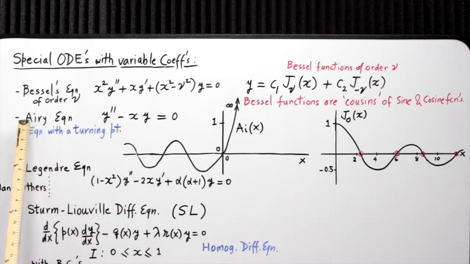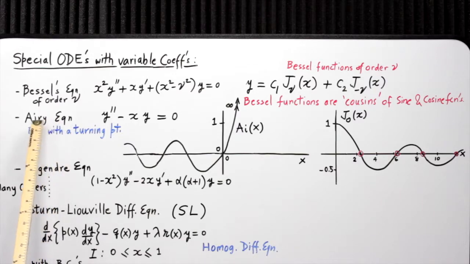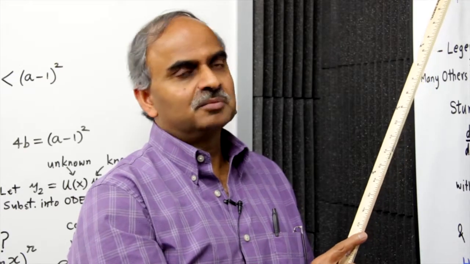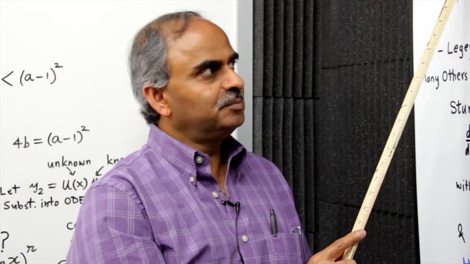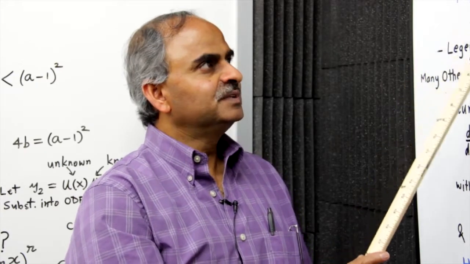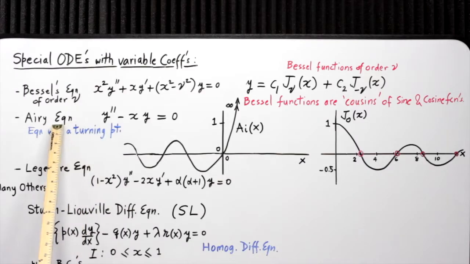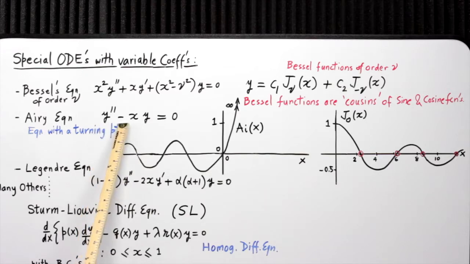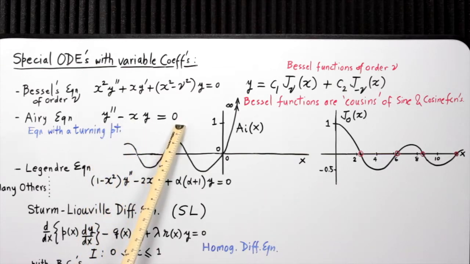Another differential equation which is related to Bessel's equation is the so-called Airy equation. Airy was a very famous mathematician and astronomer, and did a lot of work on many problems, including optics and wave propagation. And so the differential equation that is named after Airy is a very simple equation written here: y double prime minus x times y equal to 0.